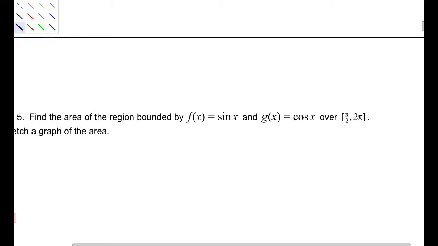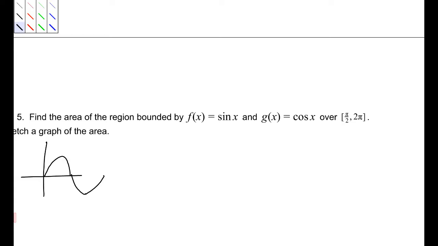Alright, so the sketch of my graph for sine x, now this is from pi over 2 to 2 pi. Alright, so in this case, pi over 2, so sine, there's pi, but we're going to 2 pi. Alright, and cosine, okay, so this area is going to break up. So here's pi over 2, highest point there, pi over 2 to 2 pi.